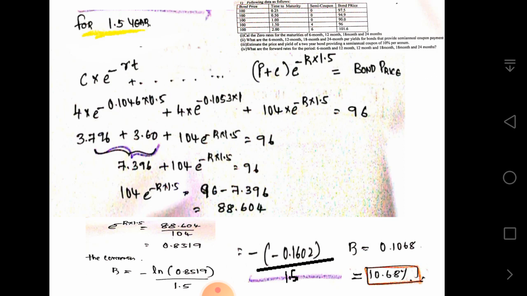So I will take only exponential to the power of minus r into 1.5 and drop 104 to the right hand side. If I drop it to the right hand side, it will come into the denominator, right? So 88.604 divided by 104 would be 0.8516.